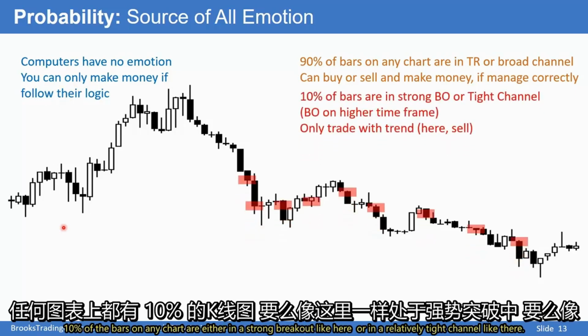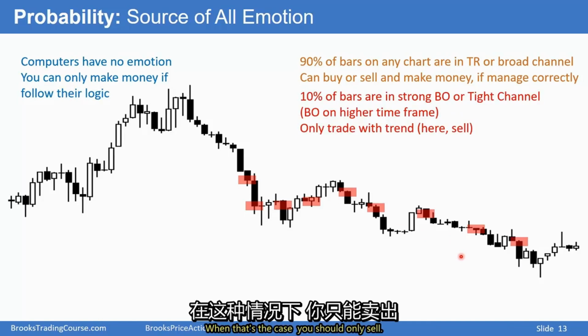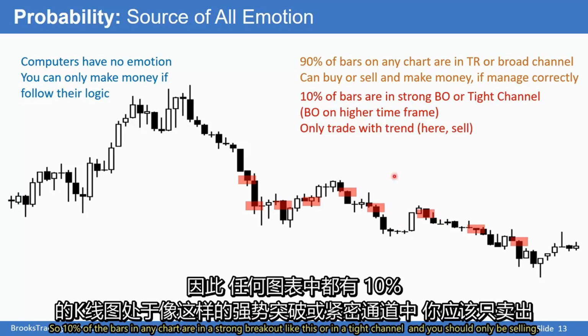10% of the bars on any chart are either in a strong breakout, like here, or in a relatively tight channel, like there. And a tight channel is a breakout on a higher time frame chart. When that's the case, you should only sell. So 10% of the bars in any chart are in a strong breakout like this, or in a tight channel, and you should only be selling.